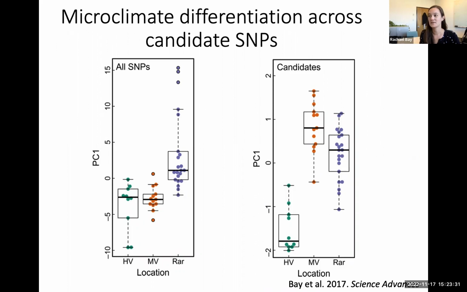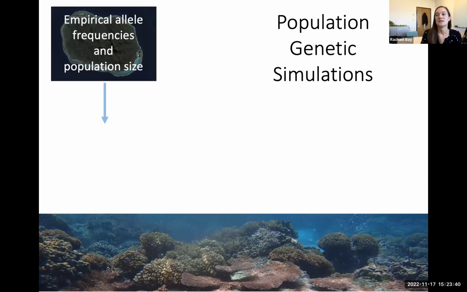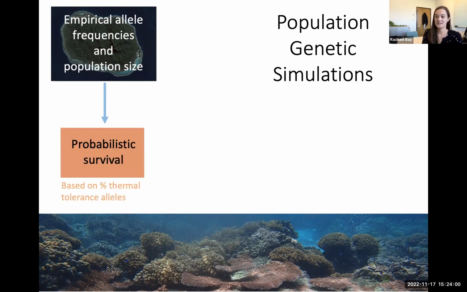And so next we use population genetic simulations to try to tie the frequency of candidate SNPs to some sort of demographic process. So we start with allele frequencies and a rough estimate of population size. For those of you who are population geneticists, this is basically a Wright-Fisher-like simulation, except that we need absolute fitness rather than relative fitness. So the way that we accomplish that is to have probabilistic survival.